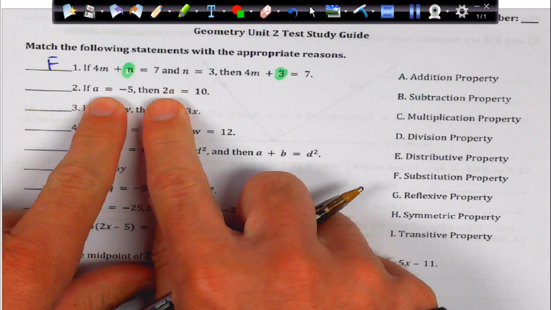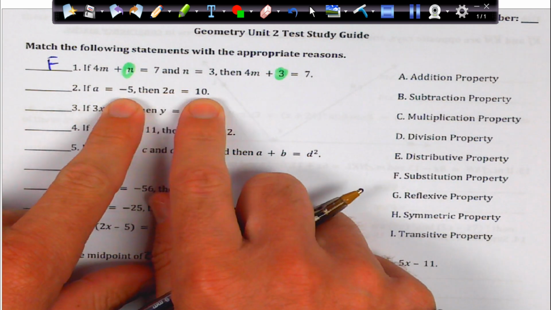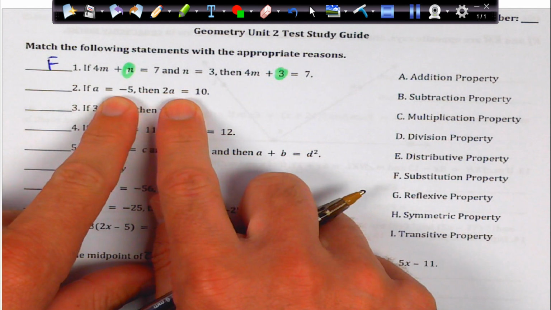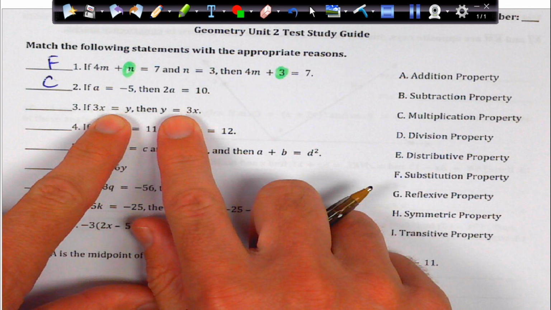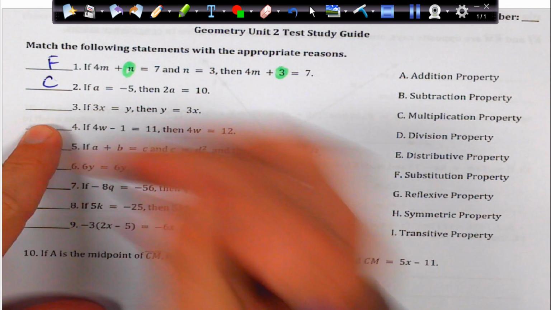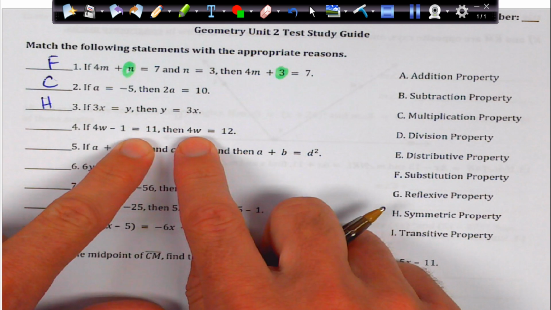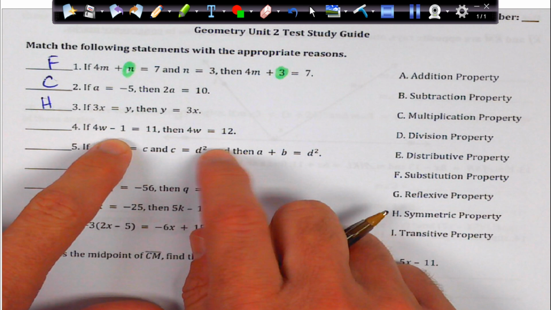So that's f. Here, it looks like I have a and then 2a, and then negative 5 and positive 10. I think that's a typo, but what should be happening is I'm multiplying both sides by 2, multiplication property. Here, it's the same thing, 3x equals y, and then it's y equals 3x. That's flipping it around, so that's symmetric property. I have 4w minus 1 equals 11, and then I have 4w equals 12. Well, it appears I'm adding 1 to both sides, which would be addition property.